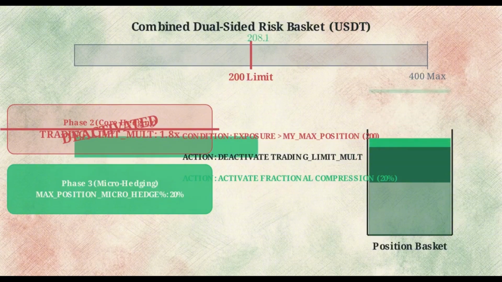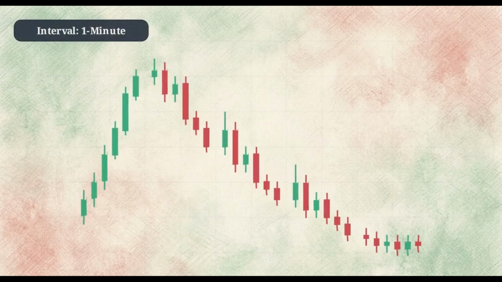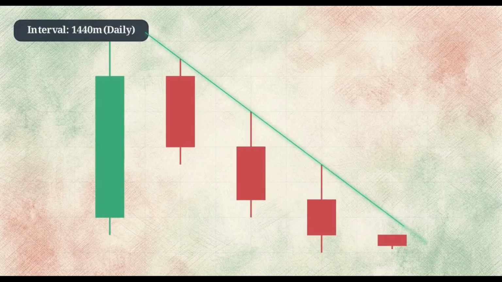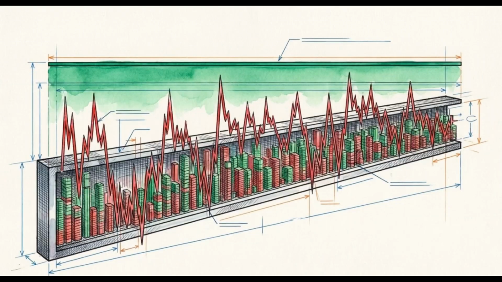As shown, it uses a fixed 20% factor based on total exposure rather than aggressive compounding. This phase also shifts analysis to a daily 1440-minute structural trendline constraint to calculate these smaller injection zones. This fractional compression ensures the account can continue absorbing market volatility for extended periods without risking severe overleverage.